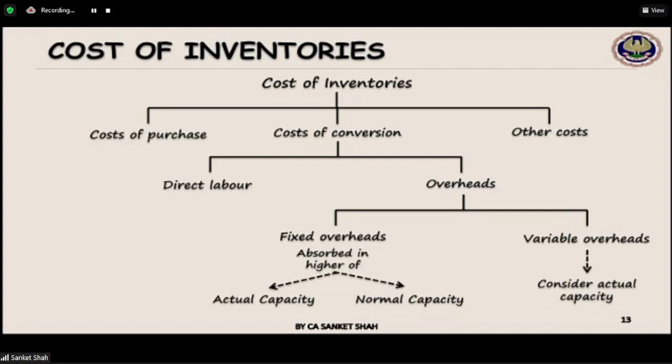This is a very, very important chart, my friends. So please take a screenshot of cost of conversion: direct labor, overheads. Overheads are divided in two parts: fixed overhead and variable overhead. Fixed overhead we calculate on the basis of absorbed in the higher of actual capacity or normal capacity, and variable overhead we consider on the basis of actual capacity.